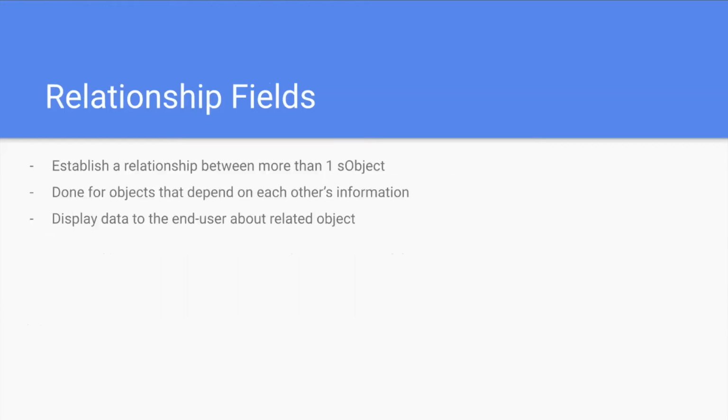As this is the data modeling section, it is also important to note relationship fields. Relationship fields are ways to establish a relationship between more than one sObject. So if you remember earlier, I mentioned that tables can be connected to one another. This is Salesforce's version of that. So you can do this on objects that depend on each other's information, and you can display data to the end user about a related object. Earlier I was talking about invoices as an example of a table. Let's say invoice is an sObject in our Salesforce organization. We could have another object, and we do out of the box, called account, and we could draw a relationship between account and invoice so that whenever a user loads an invoice, they can directly see all the accounts associated to that invoice.